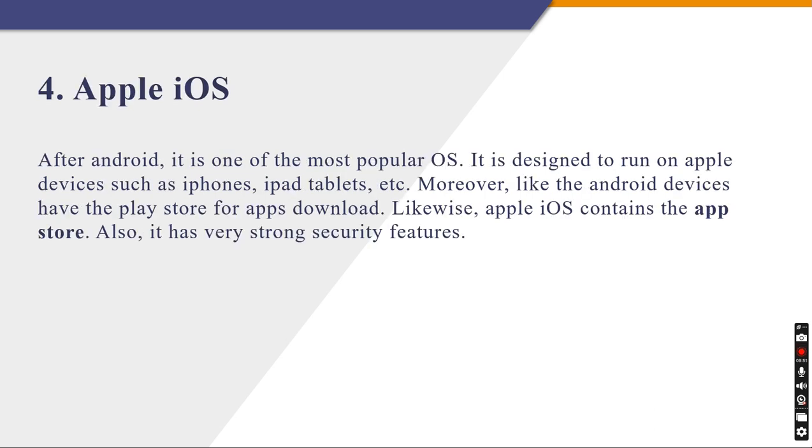Apple iOS. All of you use Apple. It is not a big deal for you. After Android, it is one of the most popular OS. OS means operating systems. It is designed to run on Apple devices such as iPhones, iPads, tablets, etc. Moreover, like the Android devices have the Play Store for app downloads, Apple iOS contains the App Store. Also, it has very strong security features.